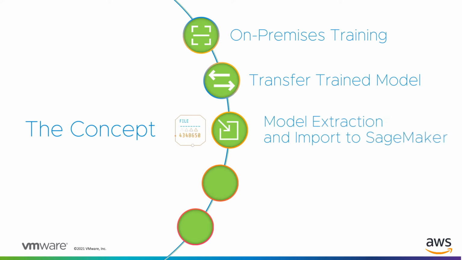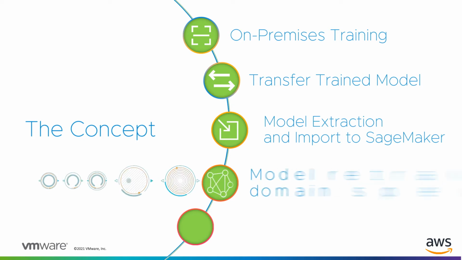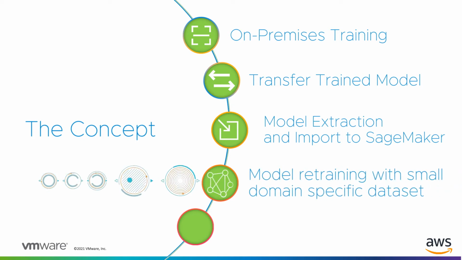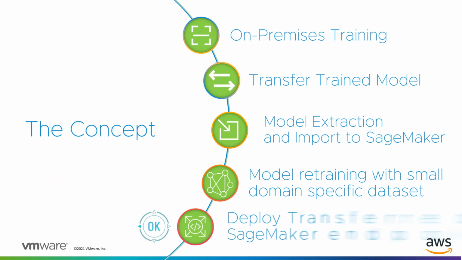Extract the model to S3 bucket in AWS and import the model into AWS SageMaker. Retrain the model with new unseen data for a specific domain. And finally, package the transfer learning trained model and deploy in SageMaker endpoints for inference.